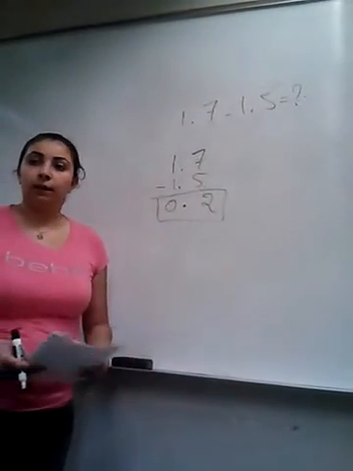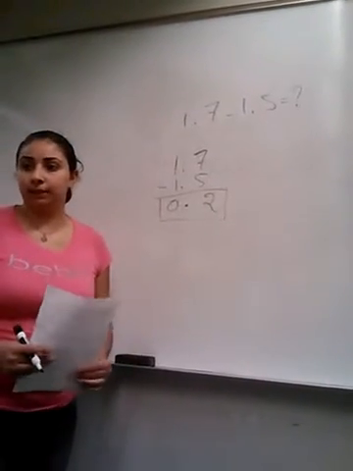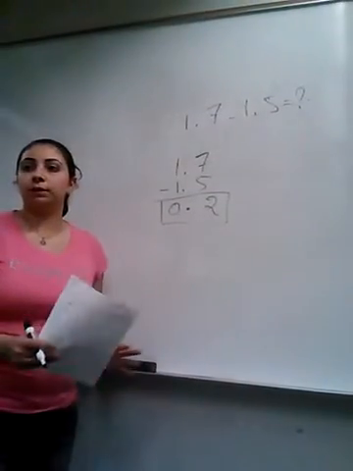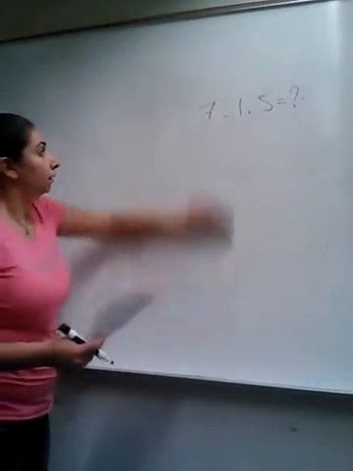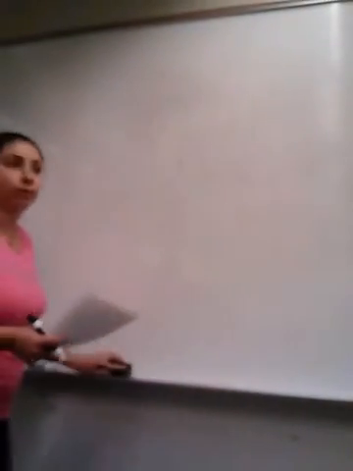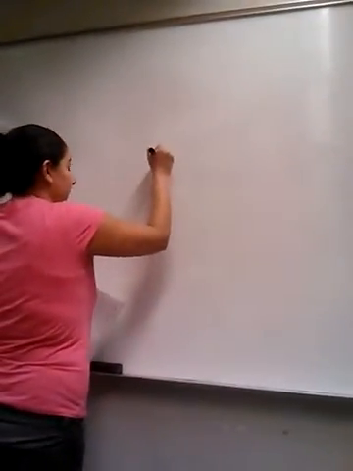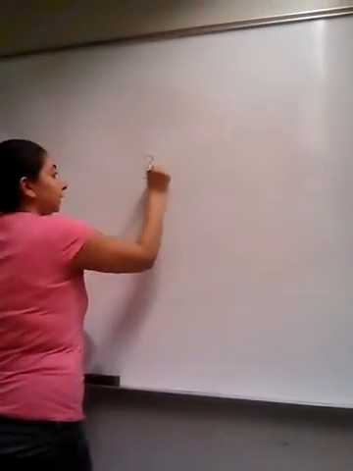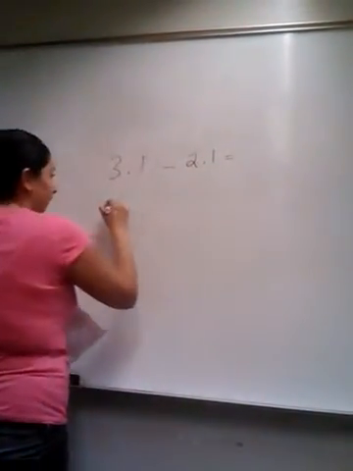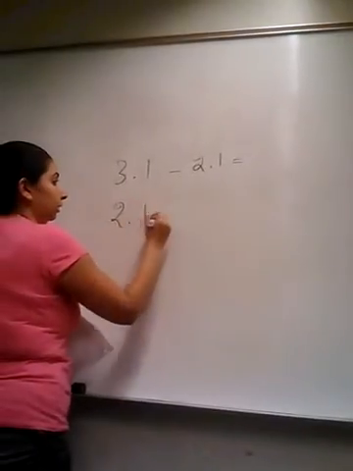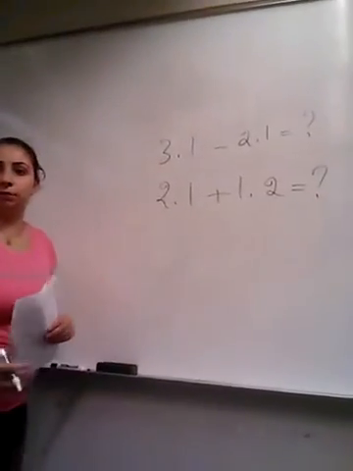So now we talked about what a decimal number is, how we know if it's a decimal number, how we add decimal numbers, and how we subtract them. So I'm going to give you some examples to do, and we're going to solve them together. Examples about addition and subtraction of two decimal numbers. So we have 3.1 minus 2.1, and we have 2.1 plus 1.2. Okay, we're going to do them together.